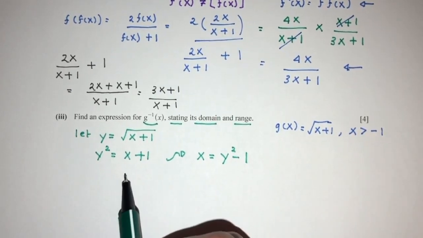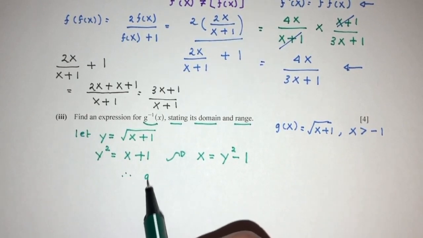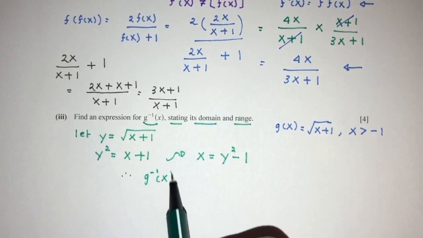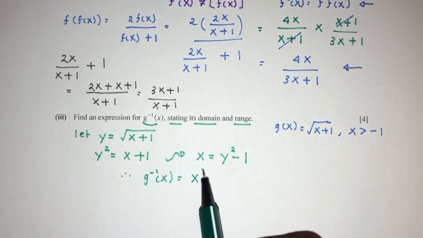Now from this, what do we know? We have to write g inverse of x in terms of x. The value will become x squared minus 1.